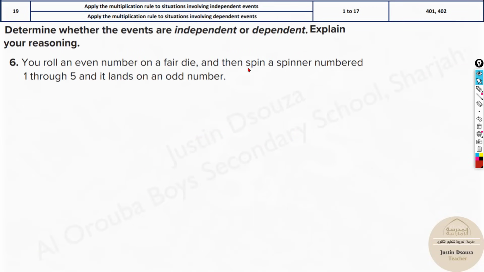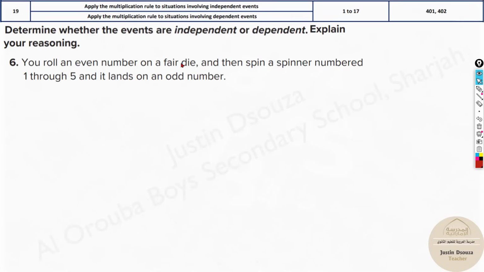Now determine whether these events are independent or dependent and explain your reasoning. Now let's read through these problems. You roll an even number on a fair die and then spin a spinner numbered 1 to 5 and it lands on an odd number. Now look here, you're using a die and then you're using a spinner.